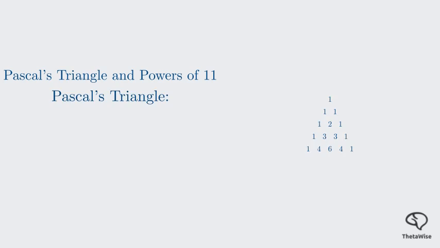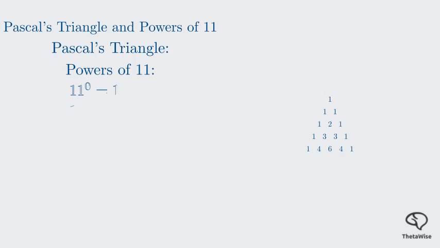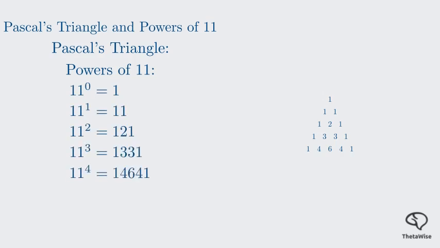Now let's look at the powers of 11. 11 to the power of 0 is 1. 11 to the power of 1 is 11. 11 squared is 121. 11 cubed is 1331. And 11 to the fourth is 14,641. Do you see the connection? The rows of Pascal's triangle are the digits of the powers of 11.